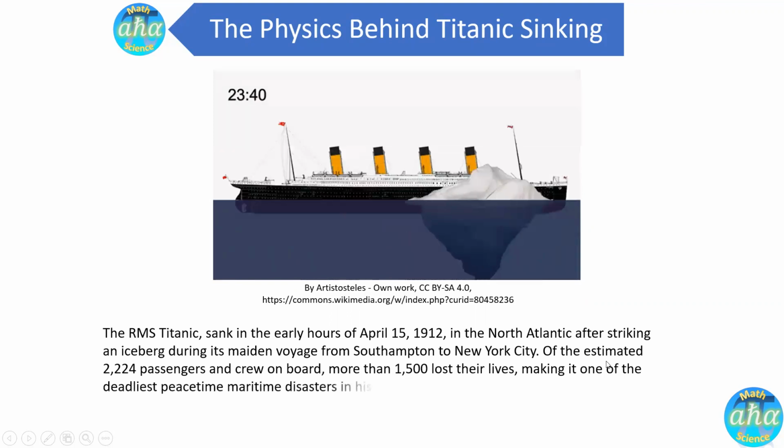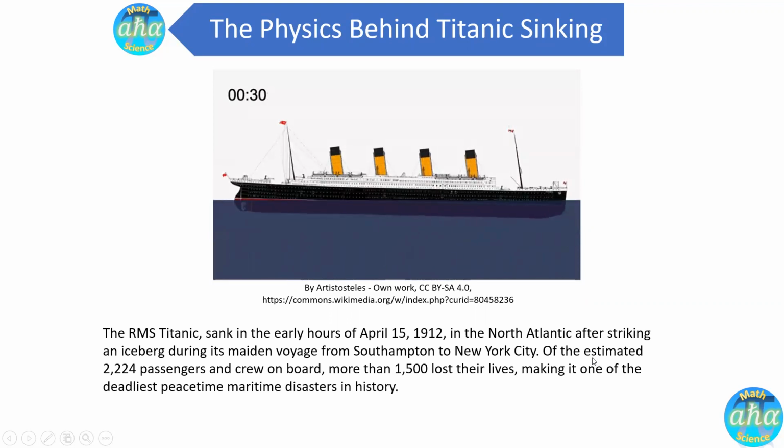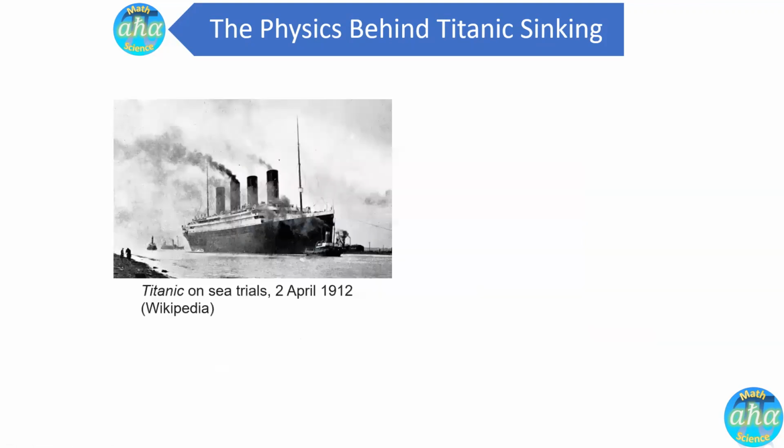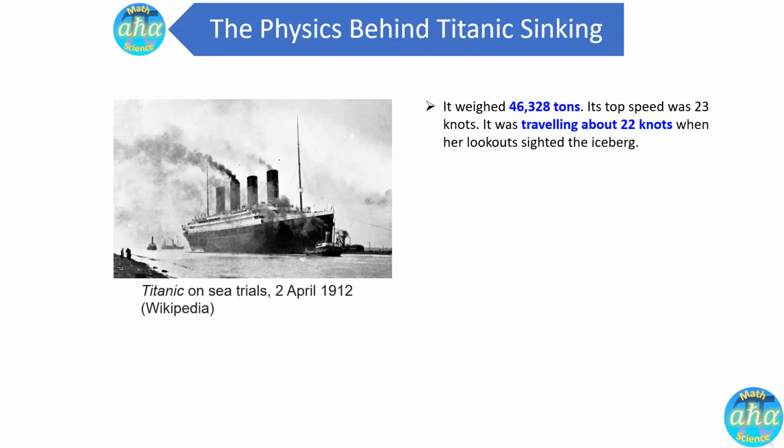In this video, we're going to discuss some of the simple physics that Captain Smith of the Titanic should have known so that this tragic event could be avoided. So let's first look at some of the facts about the ship. The Titanic weighed over 46,000 tons, and its top speed was 23 knots.